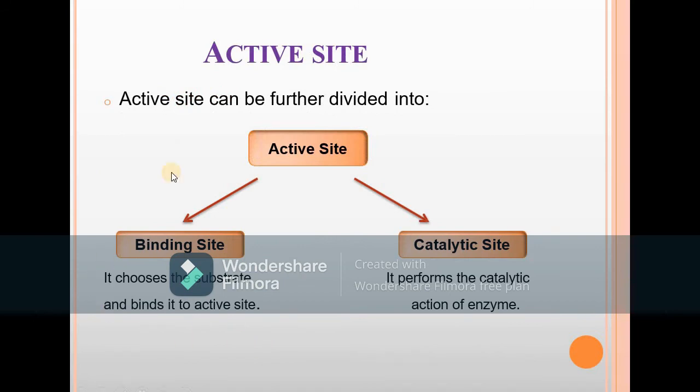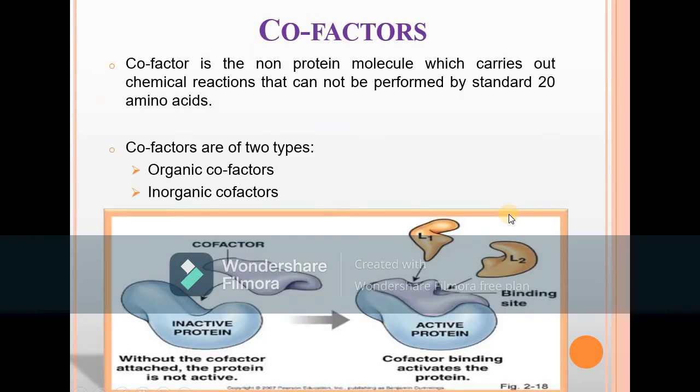What is the active site? Active sites can be divided into two types, the binding site and the catalytic site. The binding site chooses the substrate and binds it to the active site, meaning the point where it gets bound. The catalytic site performs the catalytic action of the enzyme. All the catalytic actions of the enzyme take place at the catalytic site.